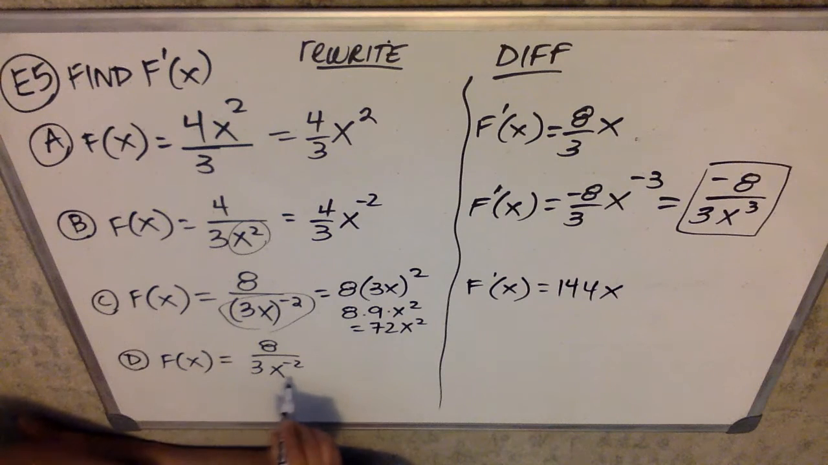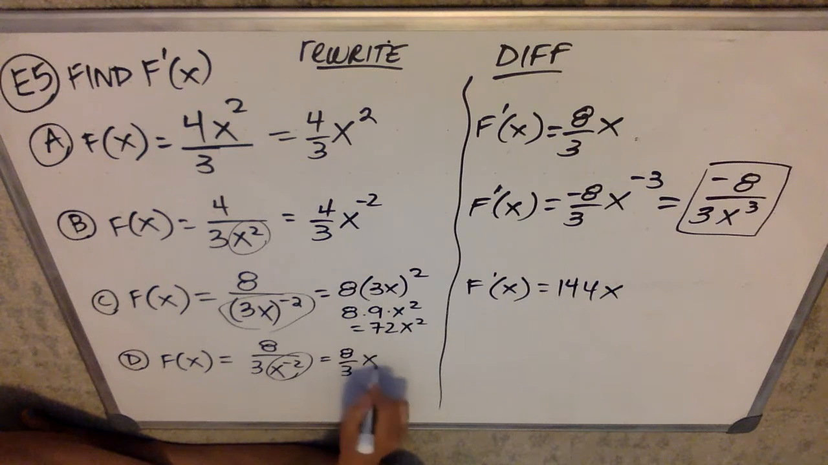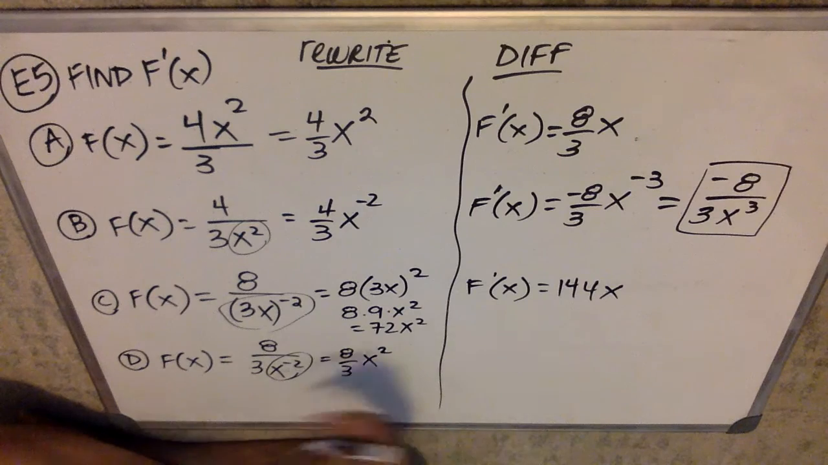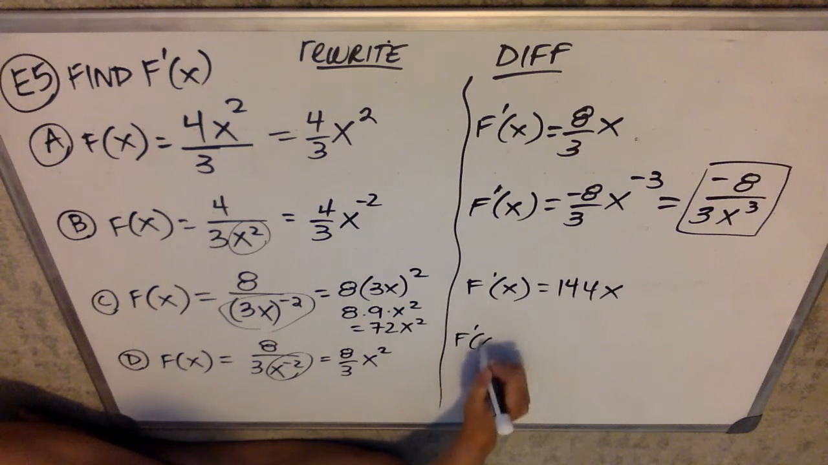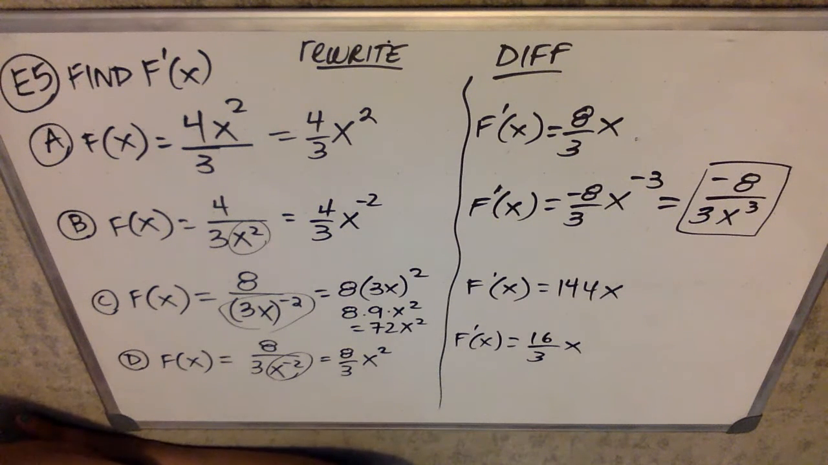Here, the difference is that only the x to the negative second has the power. So this is actually an 8/3 times an x squared, right? The x squared gets flipped up, but not the 3. So my f prime of x is going to be a 16/3 times an x. Okay, so just note the difference. Things like parentheses matter. Note where the x is, it matters. That's kind of the point.